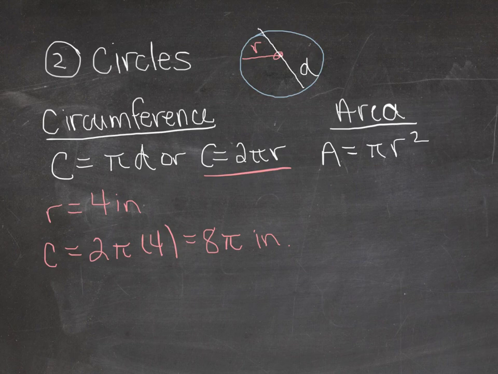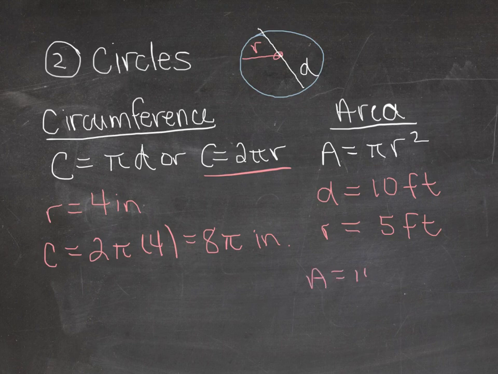So say I'm given a circle with a diameter of 10 feet, and I want to find the area of that circle. Well, first I need to find the radius, so the radius would be half of the 10 feet, so it's 5 feet. And then I just substitute that in for r in the area formula. So I have area is equal to pi times 5 squared. So it's equal to, 5 squared is 25, so 25 pi feet squared.